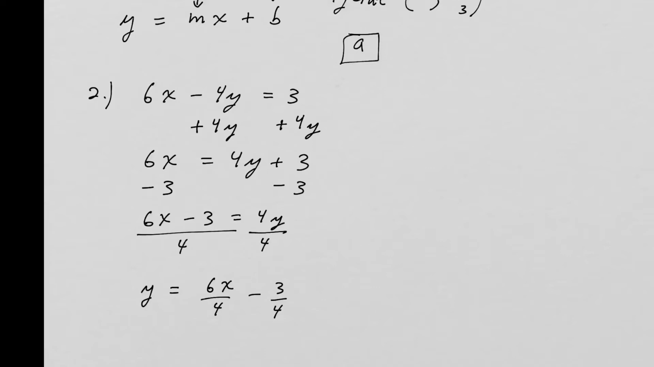And then 6/4 can be simplified to, well, 2 goes into 6 3 times, 2 goes into 4 2 times, so this is 3 halves x minus 3/4. So that is the slope-intercept form, right? It's in the form y equals mx plus b. So the correct answer in this case would be C. So that's going to be C.